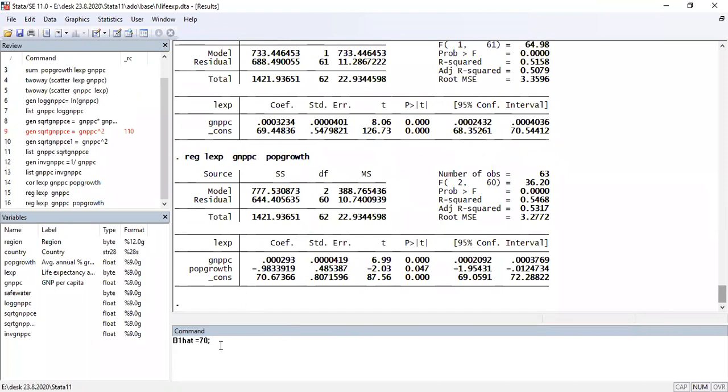Professor, if GNPPC is 0, then on average life expectancy is 70. Okay. Any other thoughts? Anybody else? Or if population growth is 0, then on average life expectancy would be 70. Anybody else? Are you guys here in this class? Other people? Naushin, are you in the class? Yes, Professor. So Naushin, what is your explanation?